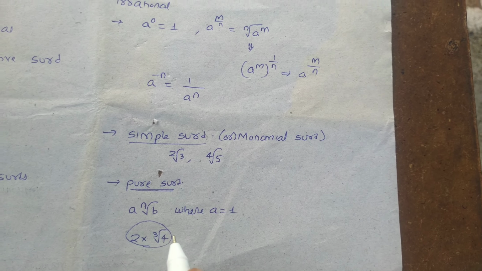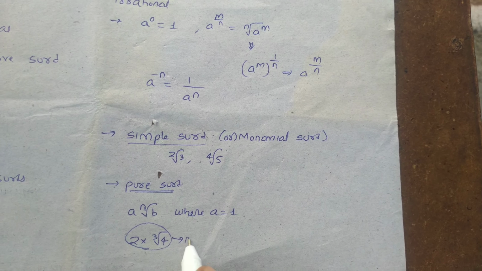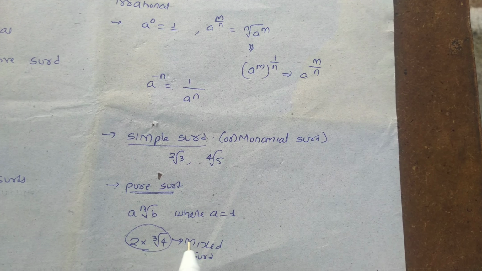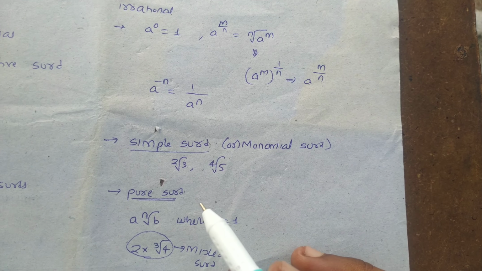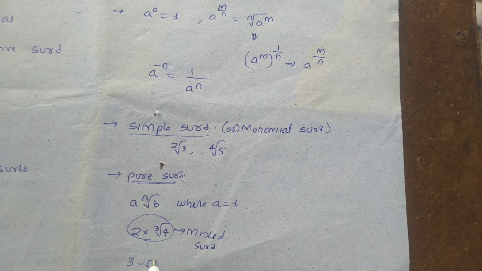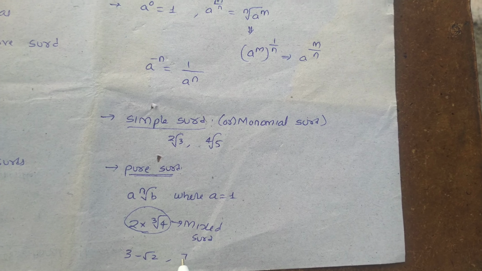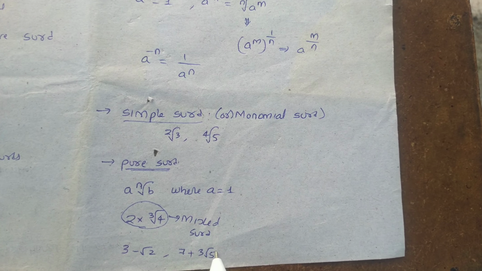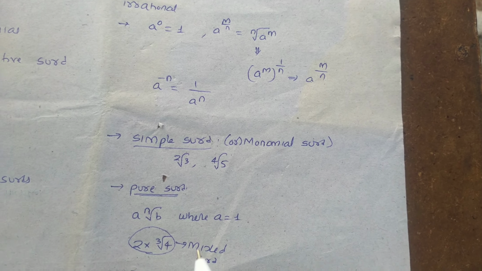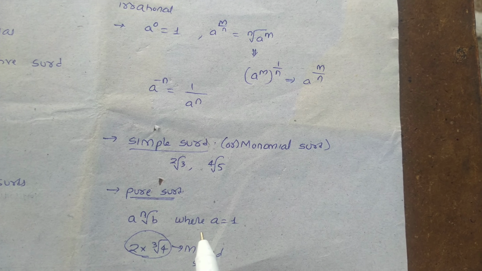Mixed surd means what? Ones which don't have a value equal to 1, which are not pure surds, are called mixed surds. We can write in this fashion also: 3 minus root 2, or 7 plus 3 root 5, 5th root 5. All these are called mixed surds, which are not pure surds, because the a value here is not equal to 1. These are the different types of surds: pure surd, mixed surd.